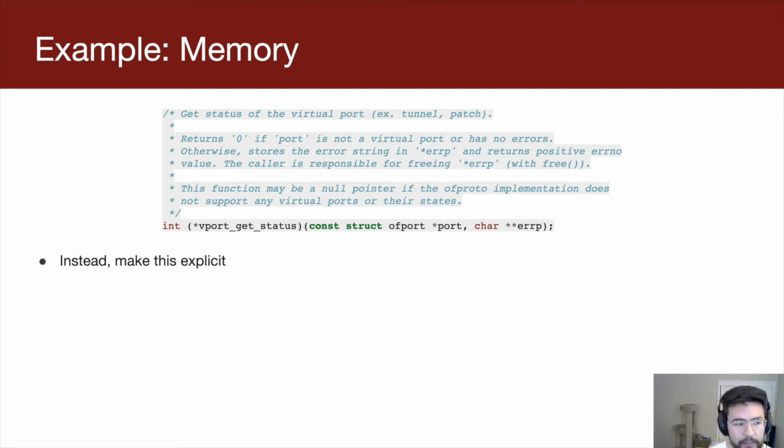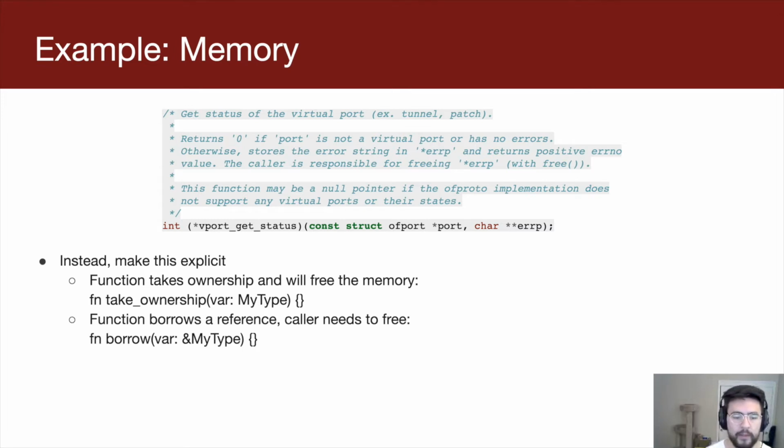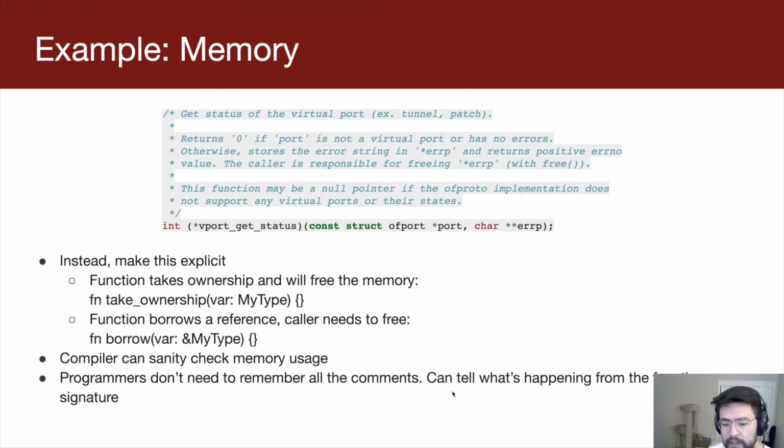Instead, it's better if you can make this explicit. In Rust, you can write a function that will take ownership and free the memory. If you write a function like this, it's saying that whatever parameter you pass here, this function is going to take ownership because this is an owned type. The ownership is part of the type system. Or if you want the function to just borrow a reference, basically take a pointer to it, but the caller still needs to free, then you can pass it like this. And it's very clear, without any comments, what is going to happen here in terms of who's going to free this memory and who's responsible for it. The compiler can sanity check what you're doing, and programmers don't have to read a lot of comments. They can tell what's happening just from the function signature.